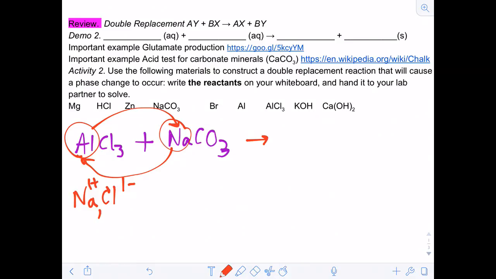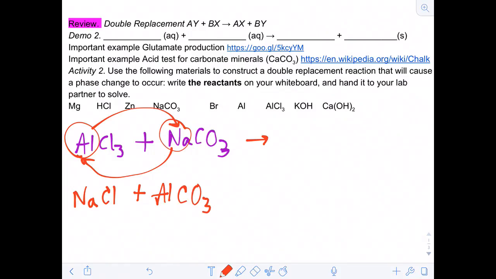So we wouldn't write anything, actually, right? It would just be NaCl. That's table salt. What's the other thing? Aluminum and what's that called? It's called carbonate. Yeah, that's right.